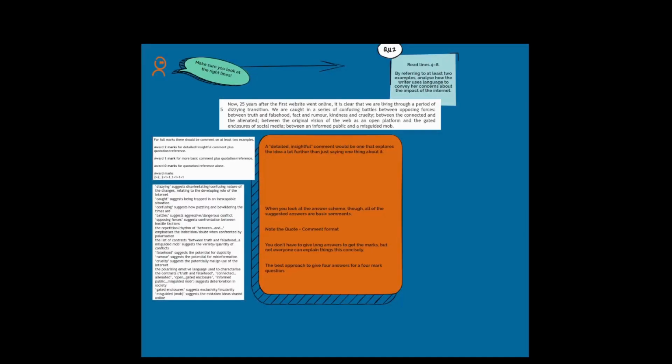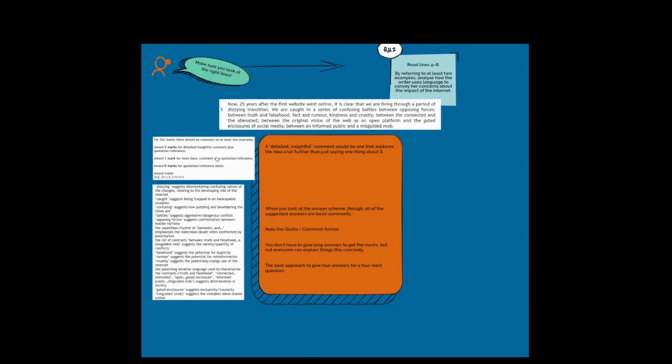And if we look at the SQA marking down here, you can see that that's how they give their answers on the marking scheme. These are all basic comments. There's a couple of them. Now this one down here: the polarising emotive language used to characterise the contrasts, truth and falsehood, connected, alienated, informed, public, suggests deterioration in society.